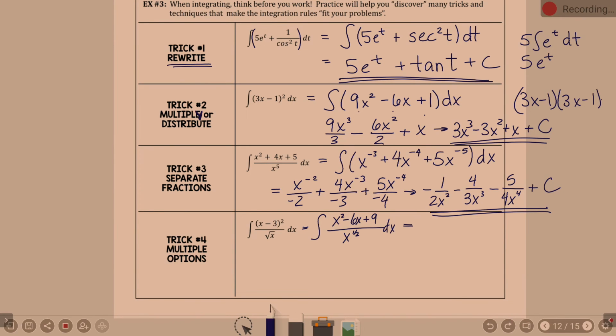Is that bugging anyone else here? It says multiple or distribute. My brain should say multiply, but okay.